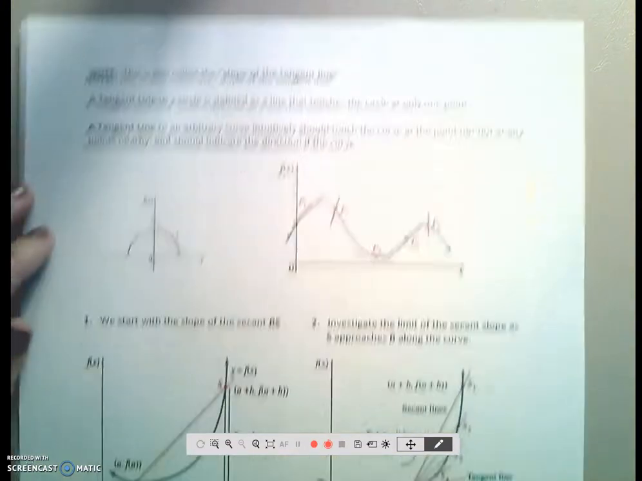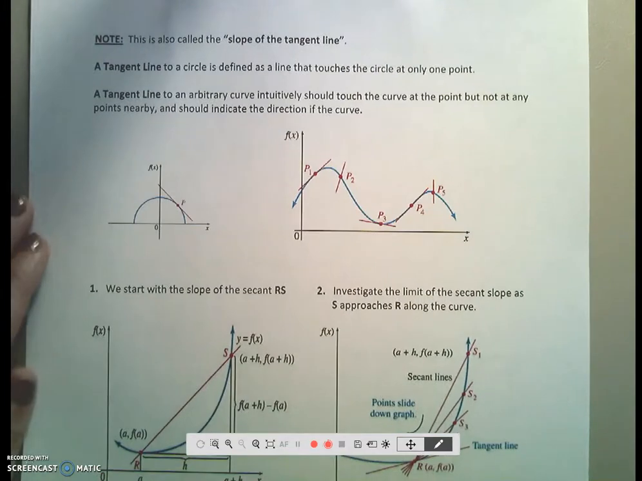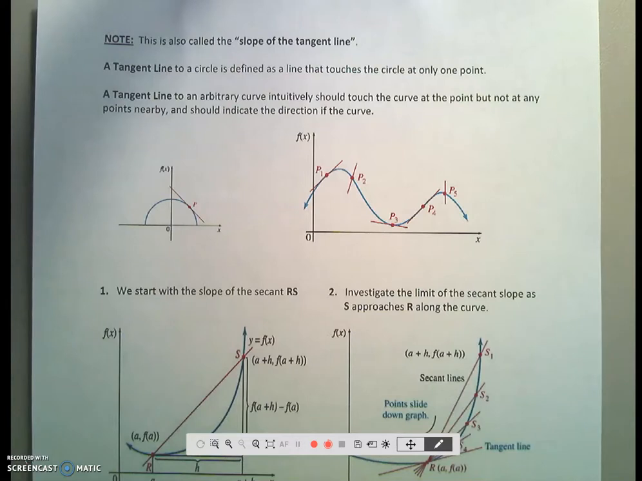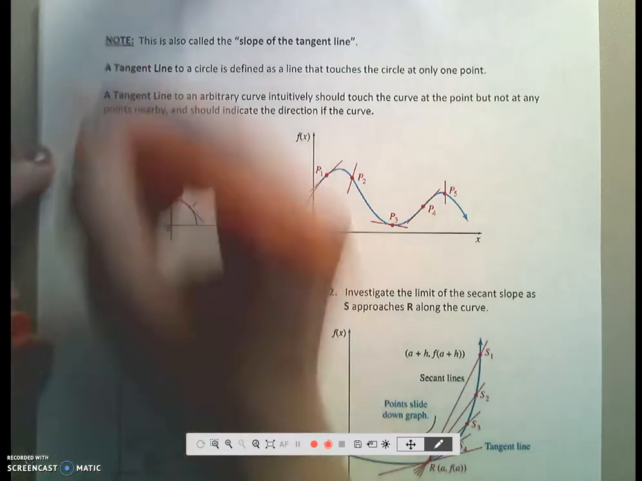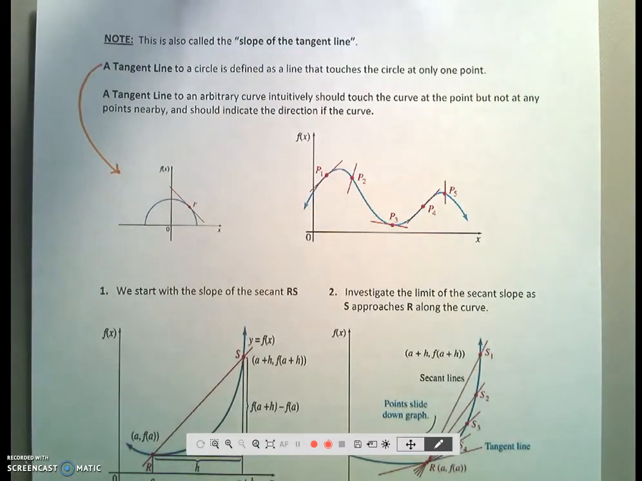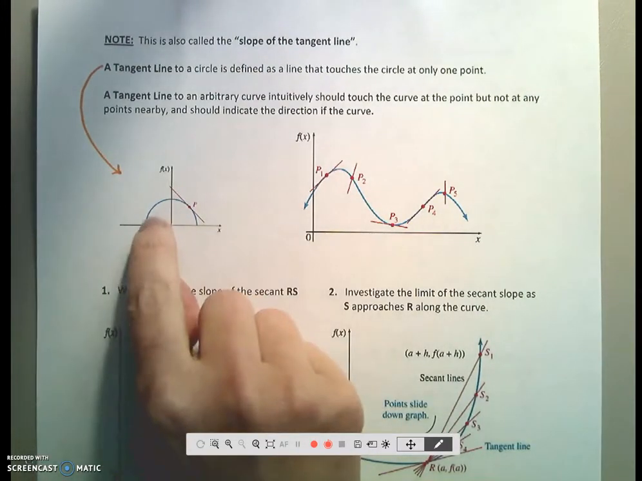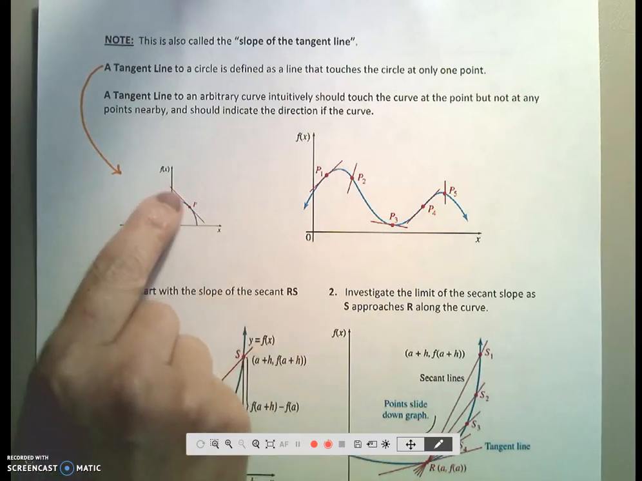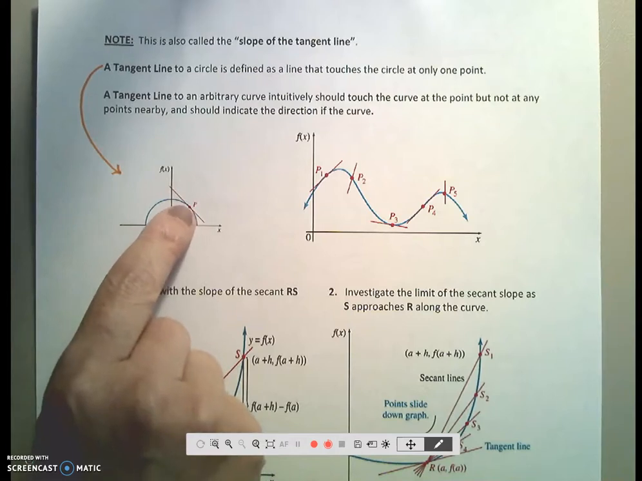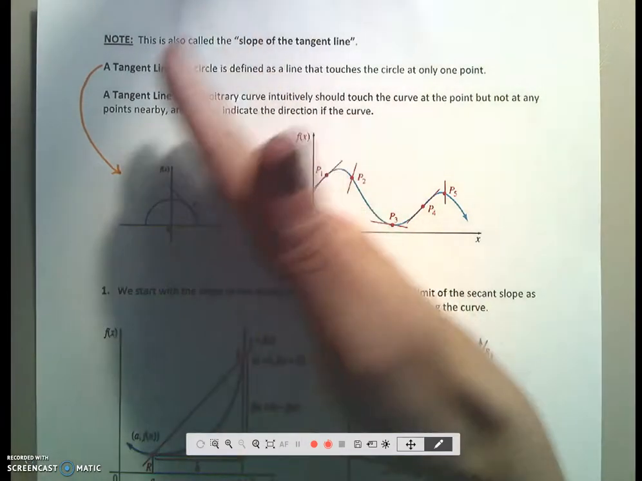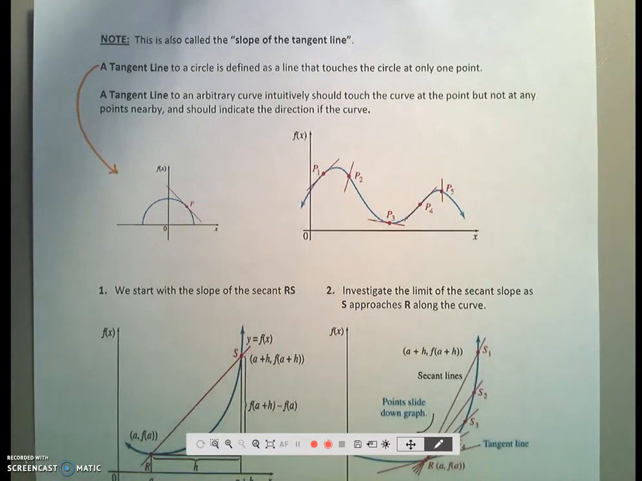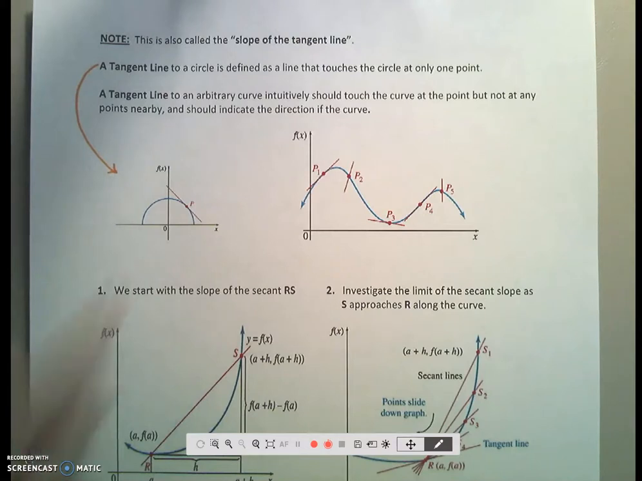A tangent line to a circle is defined as a line that touches the circle at only one point. So tangent means it touches in only one point. Here's our picture that goes with a tangent line for a circle. You can see this is, of course, just a semicircle. But do you see that point P, and you've got this little pink line in there? See how it just touches at that one point? It just lays right up against the curve and just sort of kisses the curve in one spot. And that is what we have when we have a tangent line to a circle.